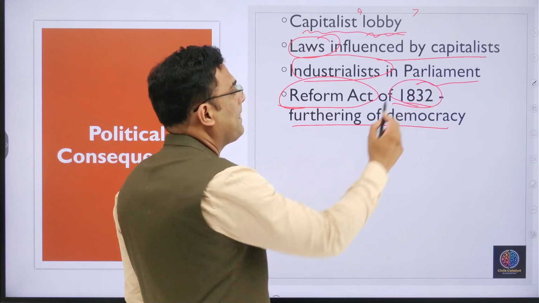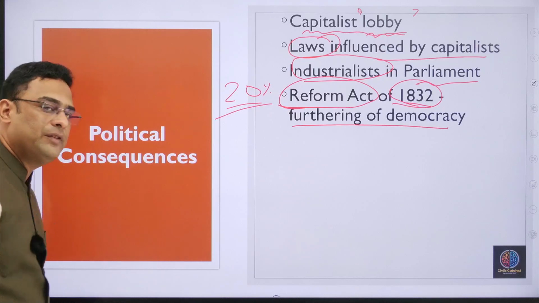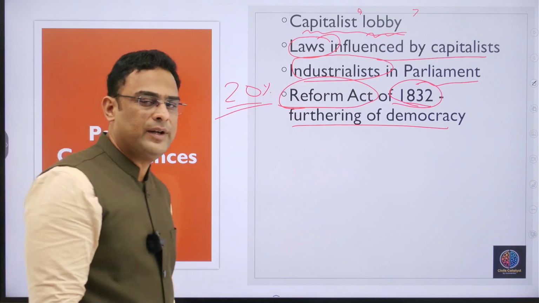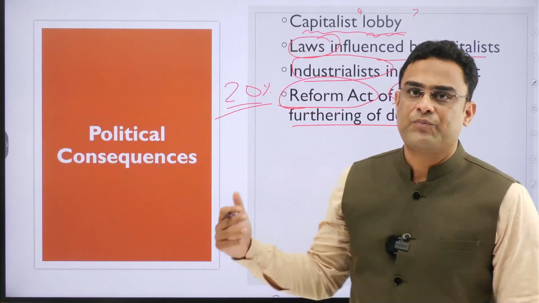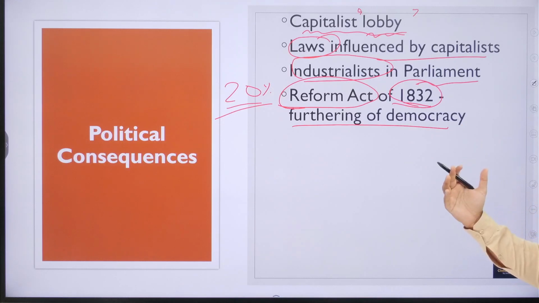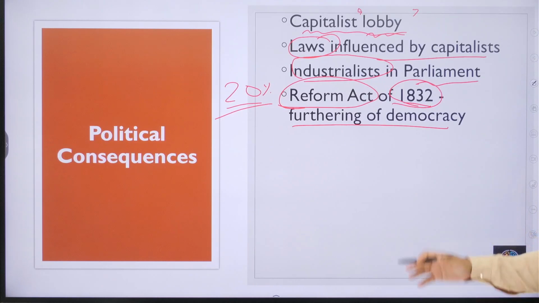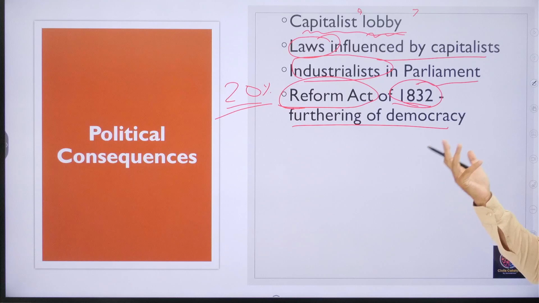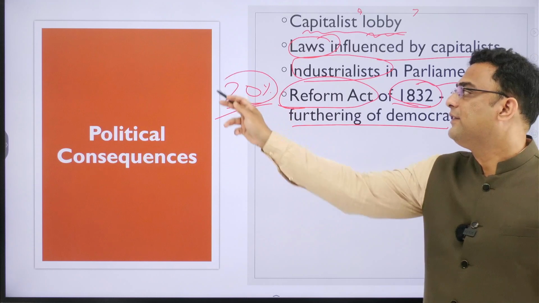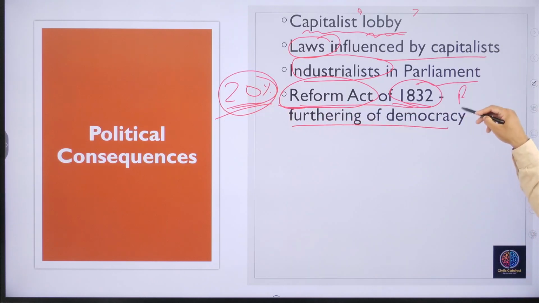The Act of 1832, friends, extended voting rights to 20% of the people. Earlier voting rights were very limited, some 6% only, but because of pressure from the capitalist lobby, more people were included in those who had the right to vote. Of course, the benefit went only to the rich and the capitalist class, but at least the voting rights increased, democracy was furthered. This is the Reform Act of 1832 in Britain.